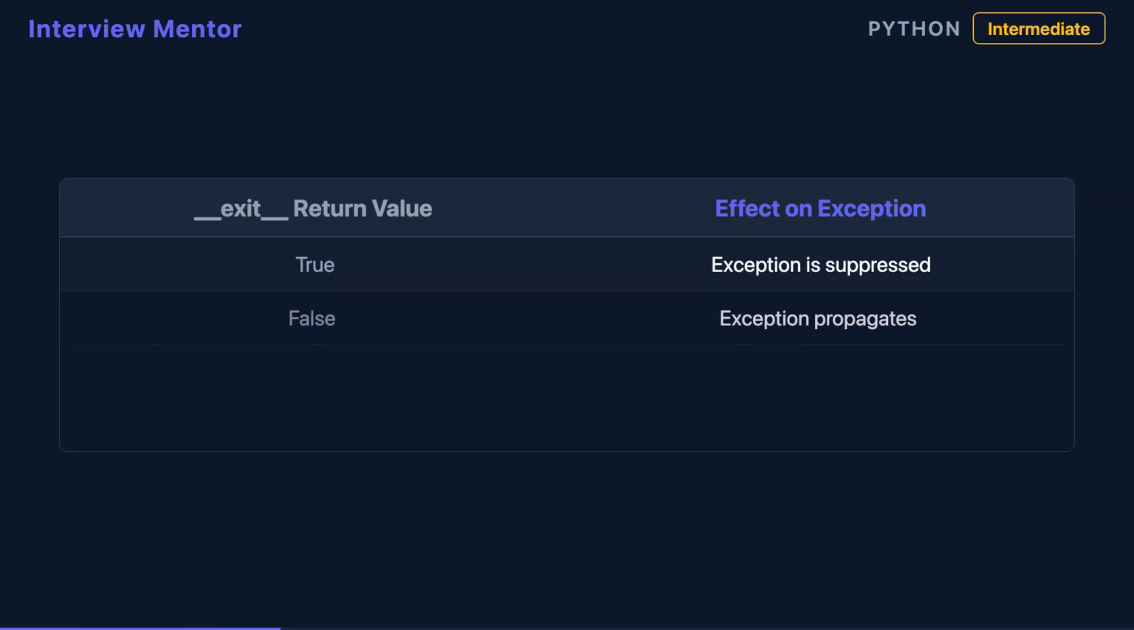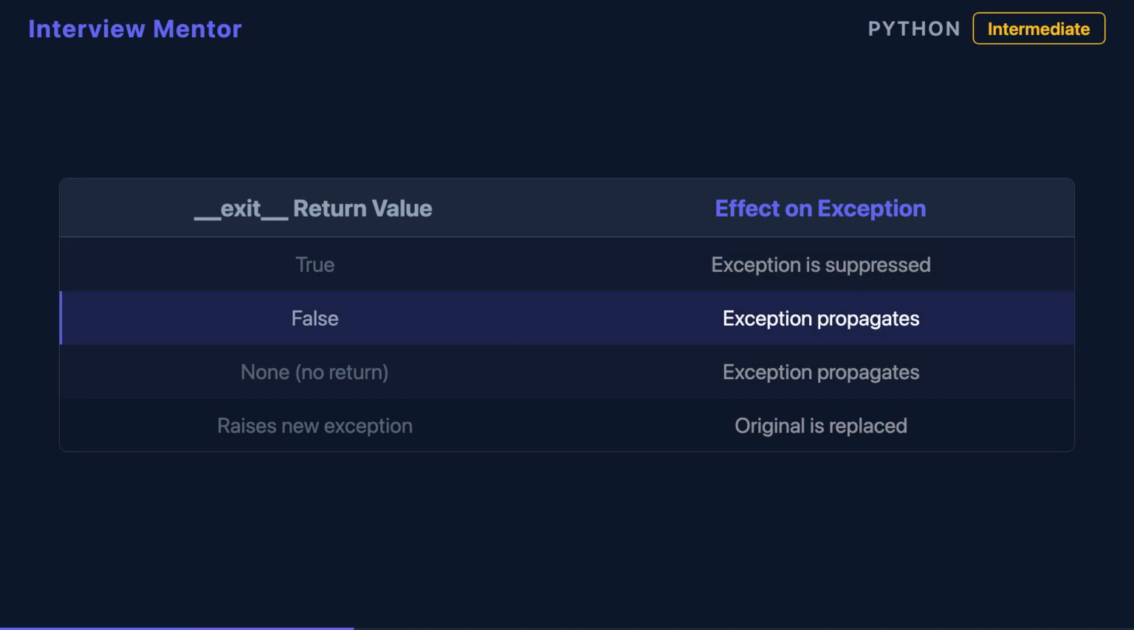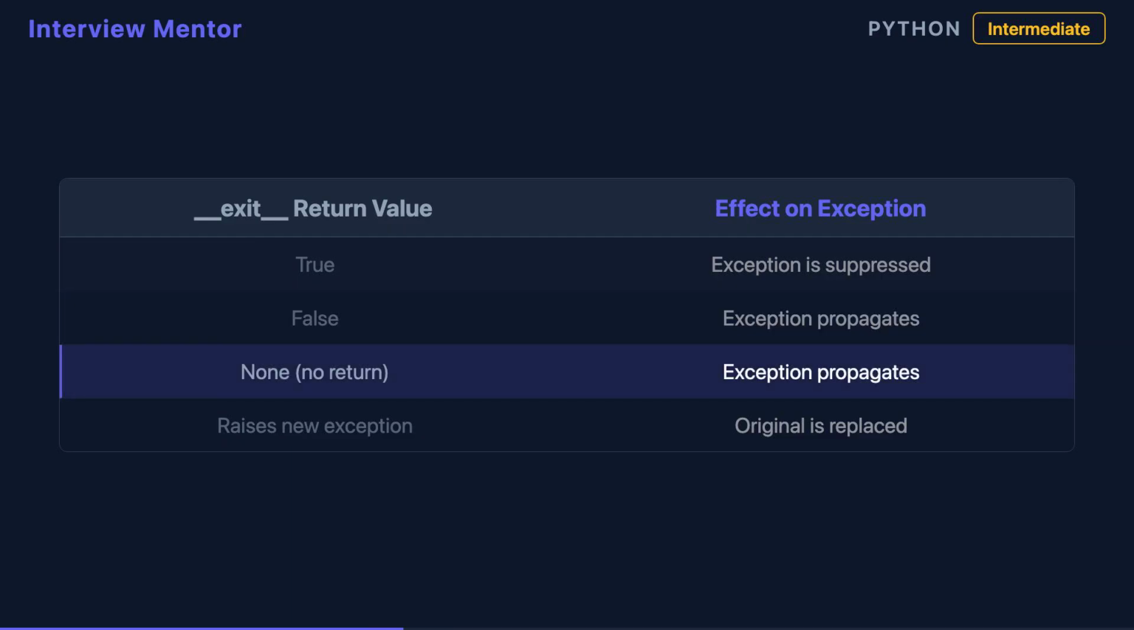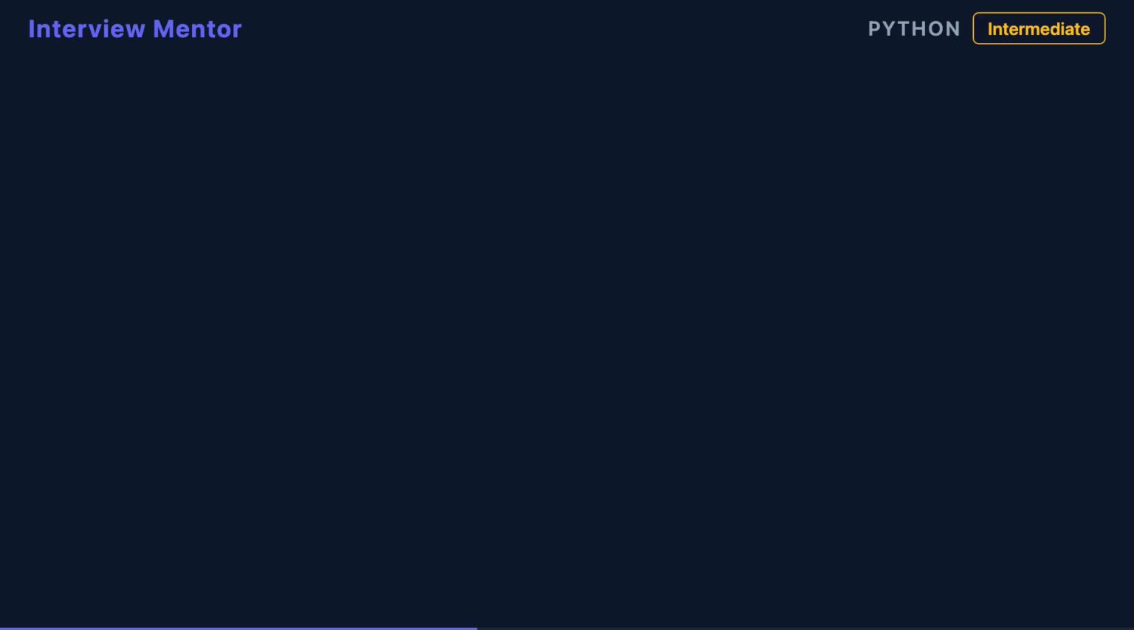What exit returns determines the exception's fate. Return true, and the exception is suppressed. The with block exits cleanly as if nothing happened, and execution continues on the next line. Return false, or return nothing at all, and the exception propagates up the call stack. This is Python's explicit mechanism for intentional exception swallowing.